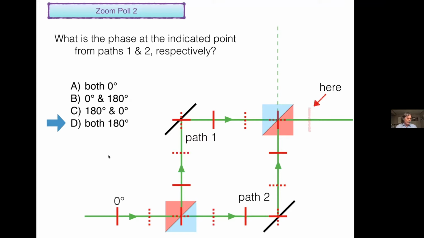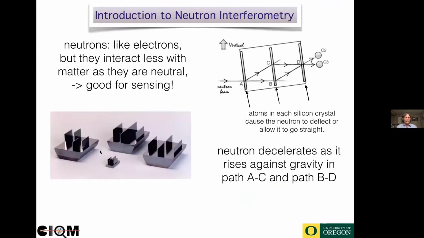Transmission always gives no phase shift. Reflection can give a phase shift or not, depending on which one it went through. So there won't be an exam, so don't worry if you didn't get all those. That's just the idea of it.